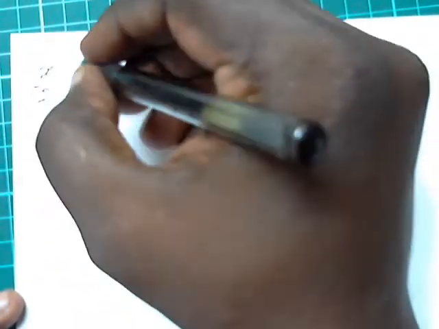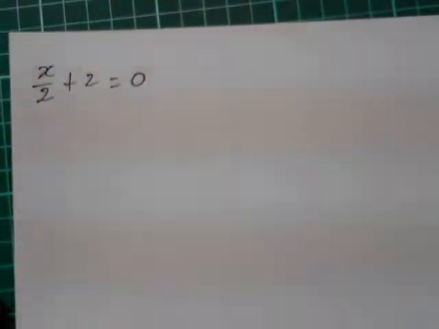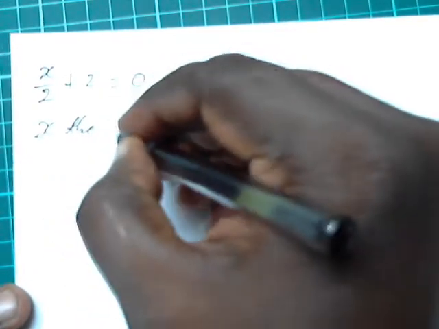Now, Shivani, I can try another set of questions. I'm still continuing simultaneous linear equations, but I'll give you a bit harder question. What about if I give you a question like this? x over 2 plus 2 equals 0. So what's my objective? My objective here is to make x the subject.